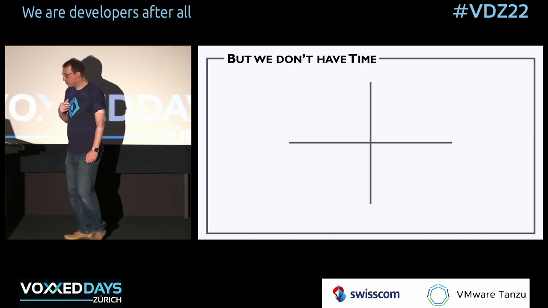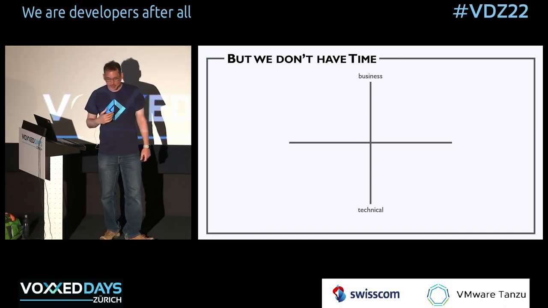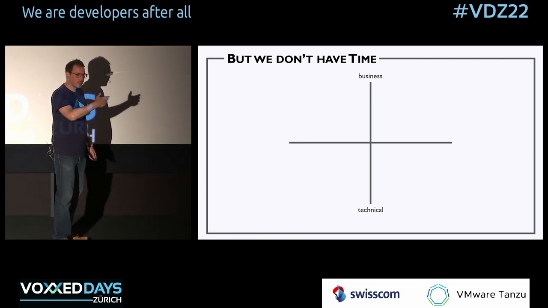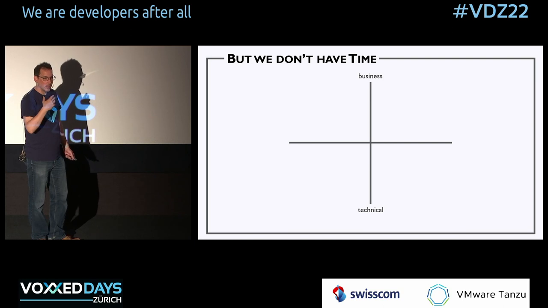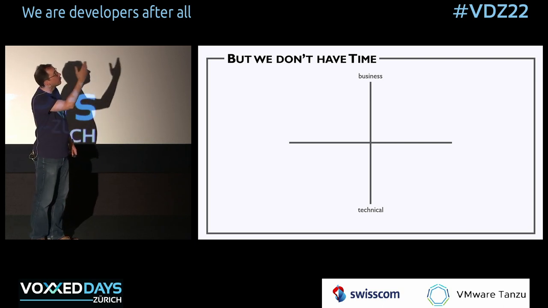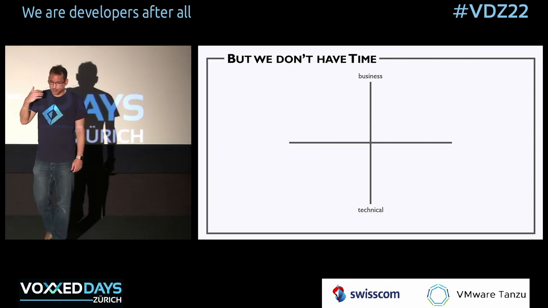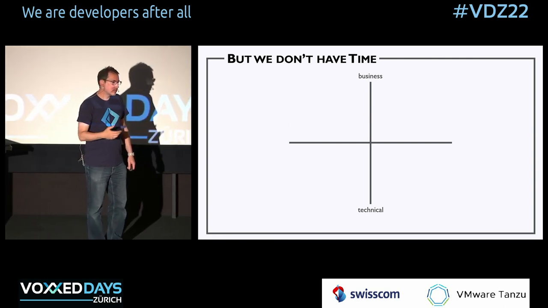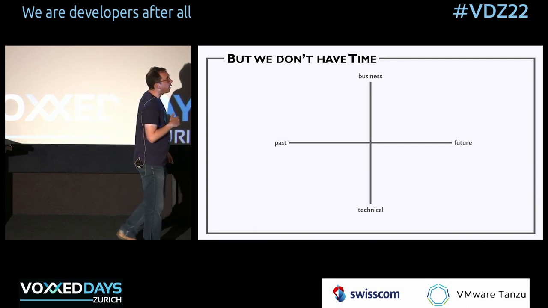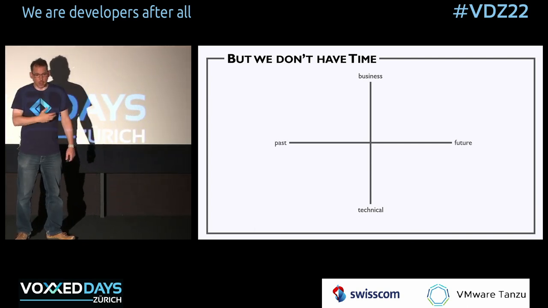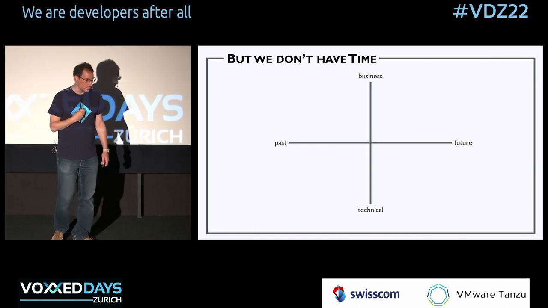Again, I have some quadrants. On the vertical axis, at the bottom are things that we do that are technically related, more to the team, about design, about code. At the top, I have business things, like things that are interesting for our users, customers, managers. On the right, I have things for the future. And on the left, I have things that come back to us from the past.